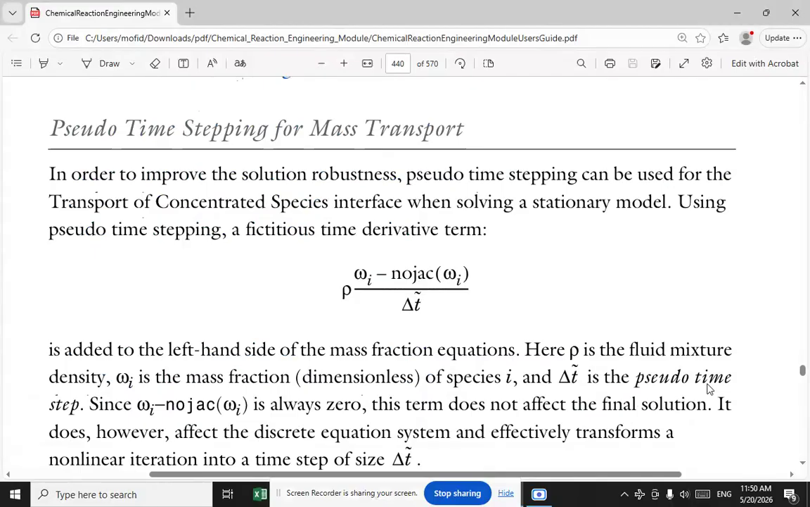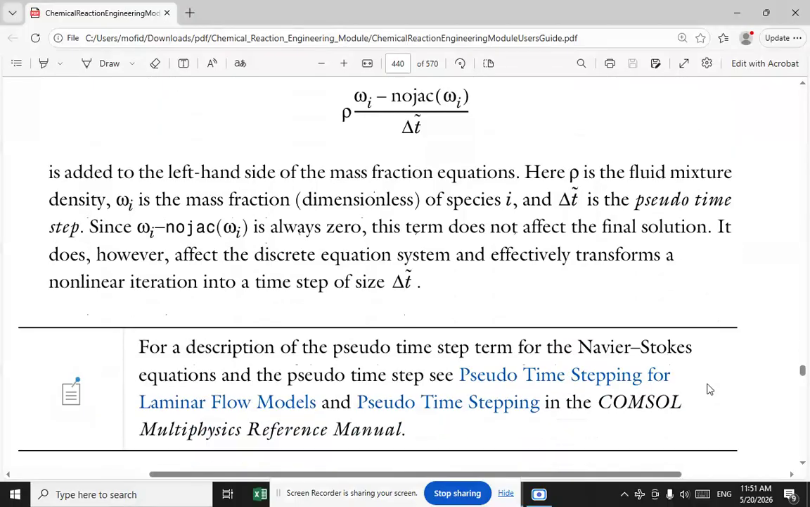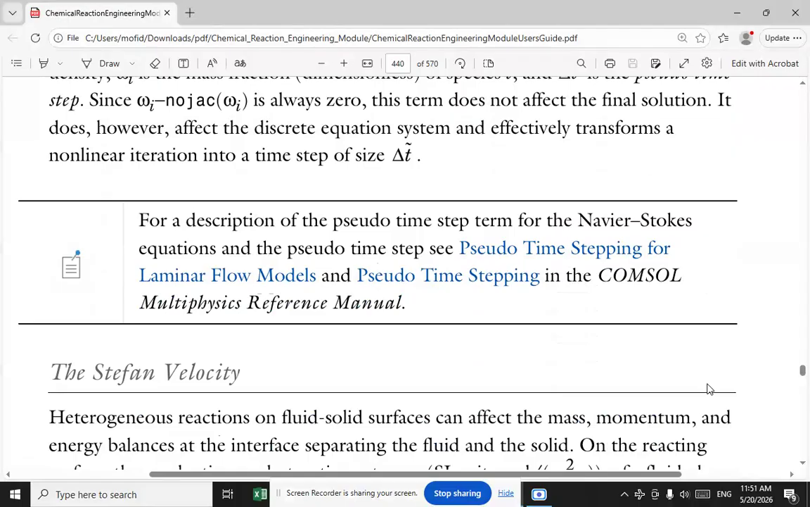In order to improve solution robustness, pseudo-time stepping can be used for the Transport of Concentrated Species interface when solving a stationary model. Using pseudo-time stepping, a fictitious time derivative term such as rho (omega_i minus omega_i,old) divided by delta t' is added to the left-hand side of the mass fraction equations. Here rho is the fluid mixture density, omega_i is the mass fraction, dimensionless, of species i, and delta t' is the pseudo-time step. Since omega_i minus omega_i,old is always zero, this term doesn't affect the final solution. It does, however, affect the discrete equation system and effectively transforms a nonlinear iteration into a time step of size delta t'.